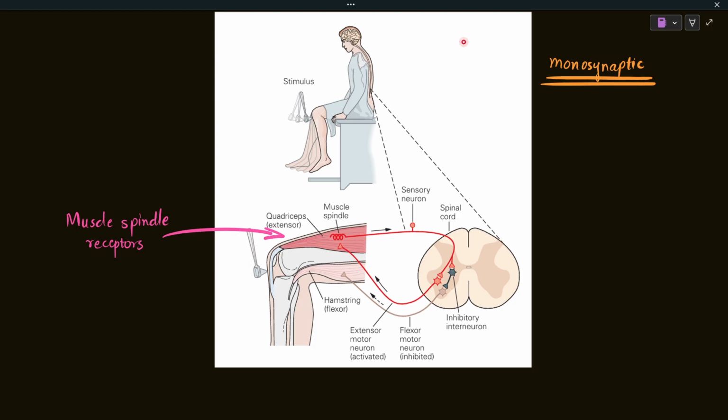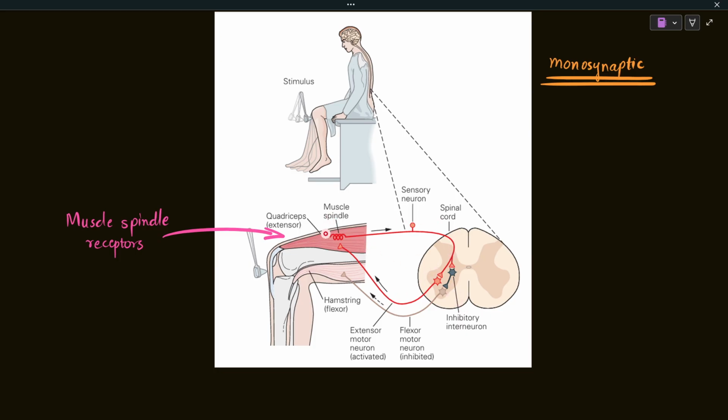When the tendon is hammered, it results in stretching of your muscles, a stretch of your quadriceps muscles, and this is sensed by the muscle spindle receptors. Stretching changes the length of the muscle, right? And that change in the length of the muscle is sensed by the muscle spindle receptors, and those receptors carry this sensation, the information, to the sensory neurons through the spinal nerves.